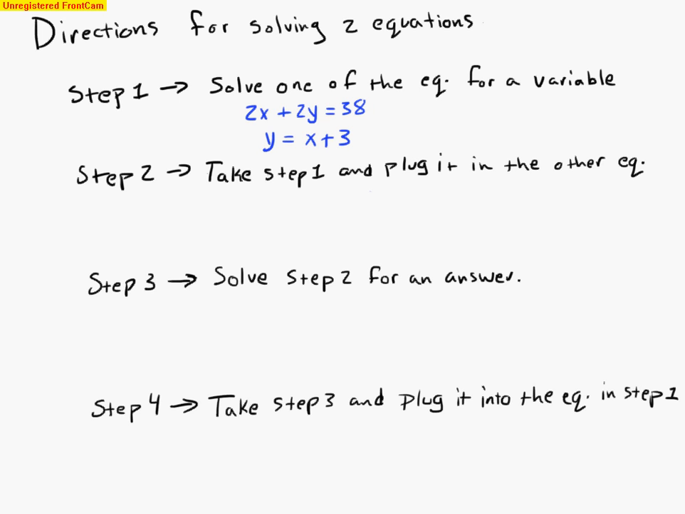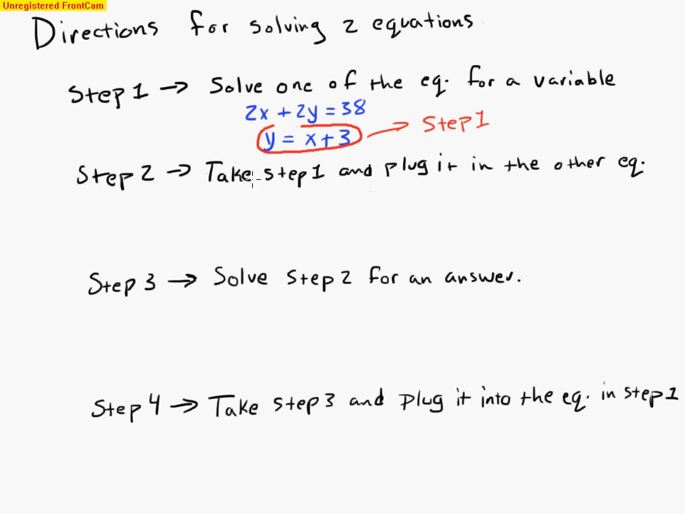I have two equations written down here. First one, 2x plus 2y equals 38. That's good. Not solved for anything, though. It's just solved for 38. This one down here, y equals x plus 3. Bingo. I've got it. This is already solved for y, so I really don't have to do anything. My job's already done for me here. I'm just going to call this step number one.